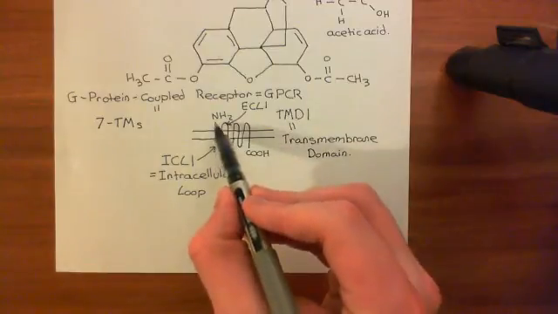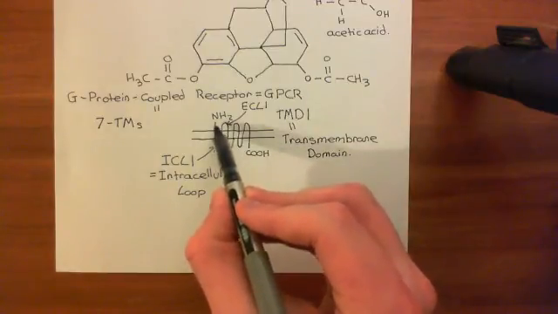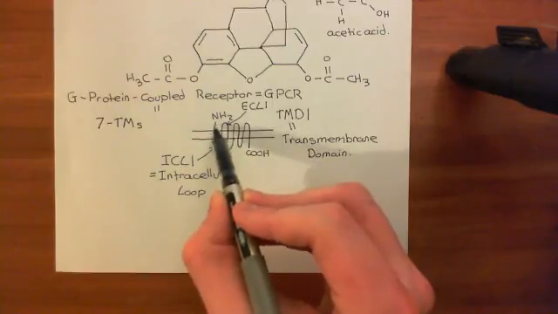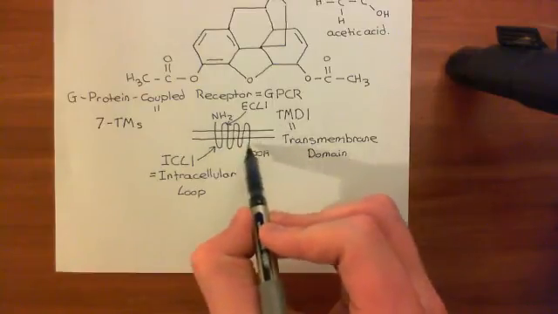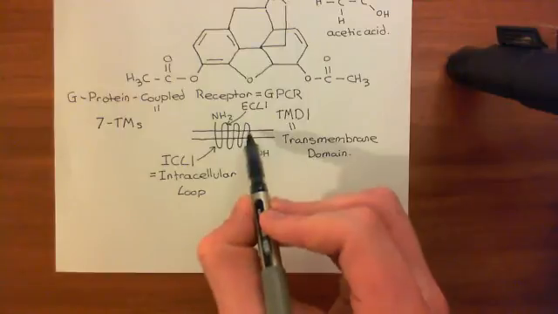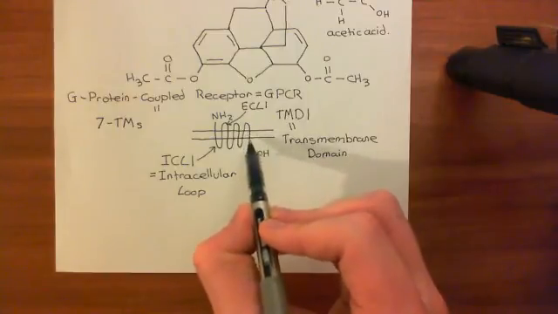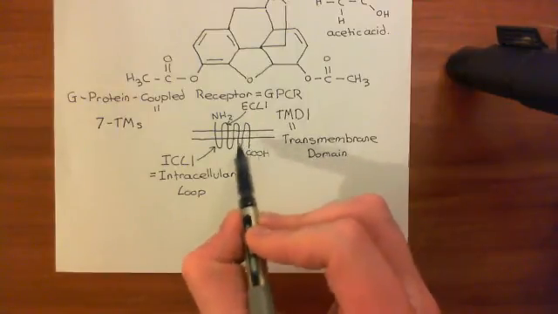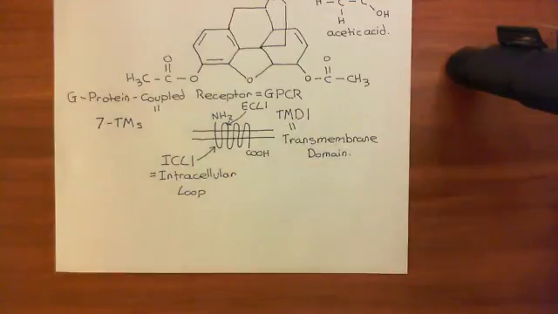Finally, this portion that's prior to transmembrane domain 1 will be called the amino terminal. And then this bit down here, which is after transmembrane domain 7, will be called the carboxylic acid tail, or the C-terminal tail.